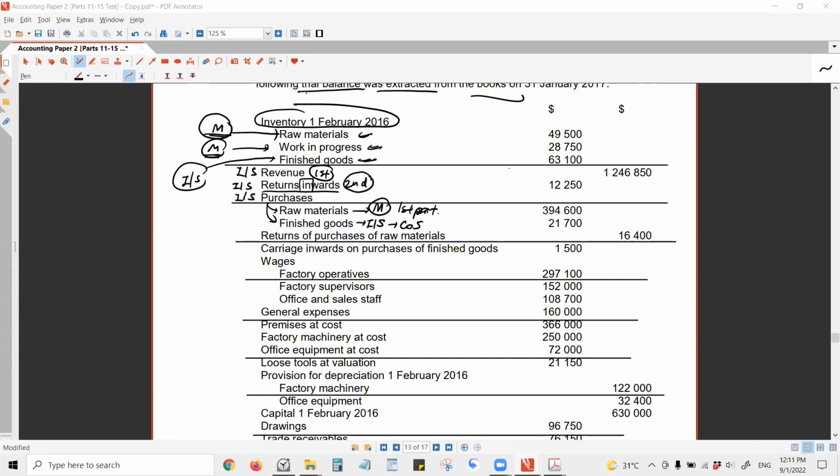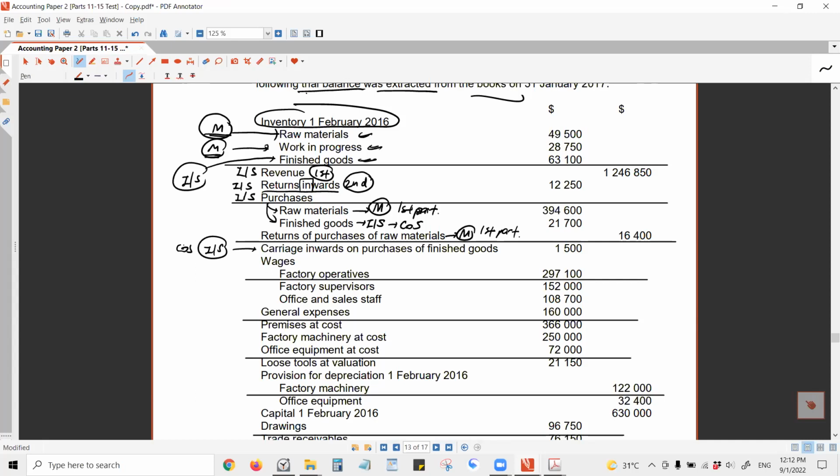Just now I explained returns inward is sales returns, correct? Returns outwards is purchases returns. Continue to see. Returns of purchases of raw material. This is in the manufacturing account, also at the raw material area there. Carriage inward for buying finished goods. Income statement, cost of sales.